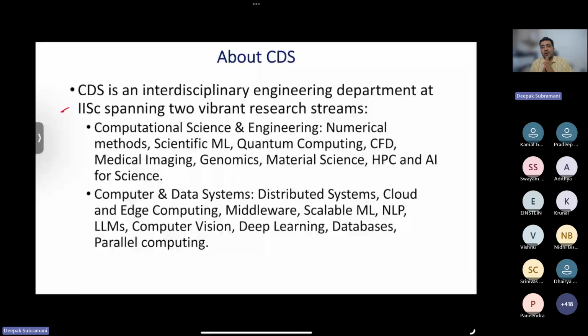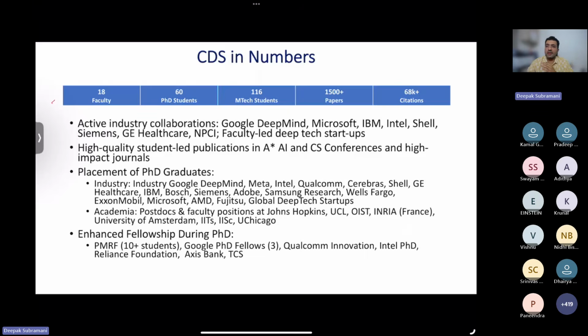Now, if you are curious about who the existing students are, how many faculty we have, etc., we have about 18 faculty in the department and 60 PhD students as of the last admission. We have 116 MTech students. These are current students, right? So not including people who graduated.